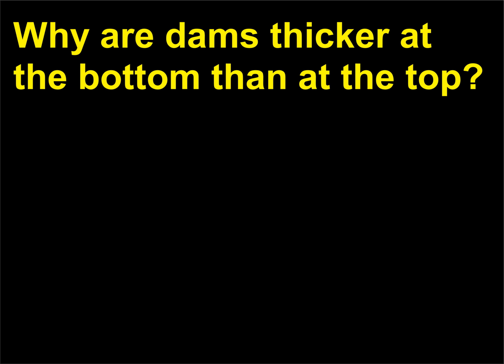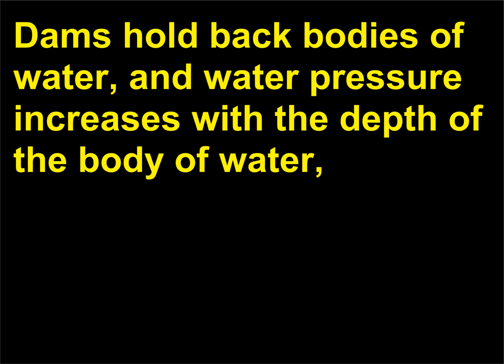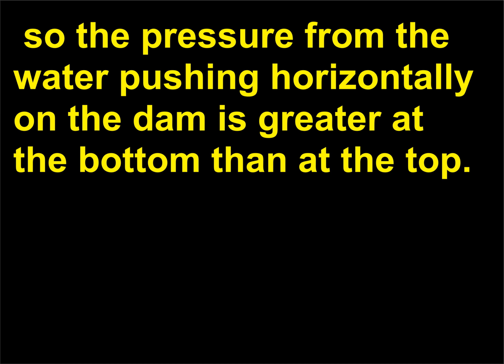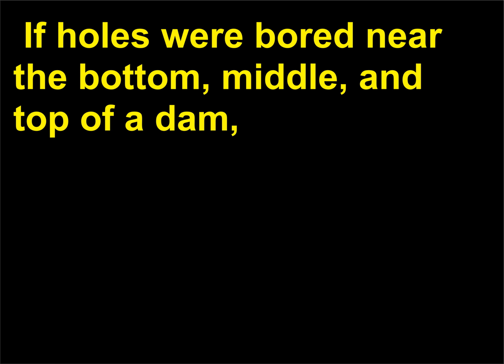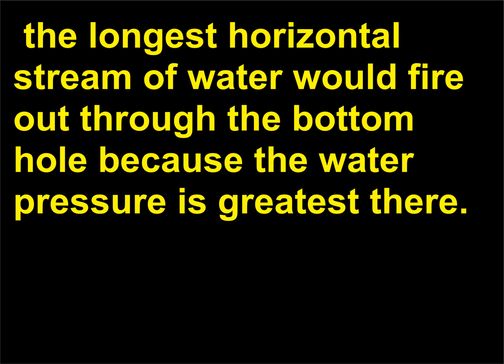Why are dams thicker at the bottom than at the top? Dams hold back bodies of water, and water pressure increases with the depth of the body of water. So the pressure from the water pushing horizontally on the dam is greater at the bottom than at the top. If holes were bored near the bottom, middle, and top of a dam, the longest horizontal stream of water would fire out through the bottom hole because the water pressure is greatest there.